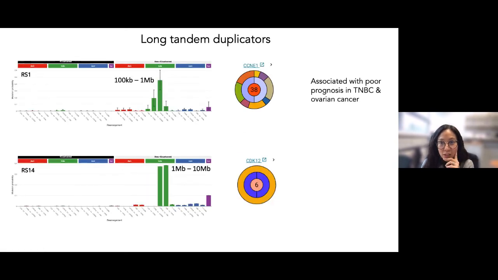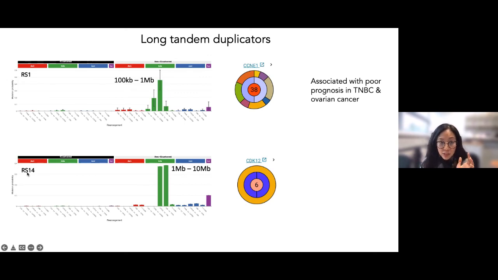Right, so in the interest of time, a couple of other things here. There are long tandem duplicators. This one is a bit more tenuous, and there's still a lot more clinical work and validation work to do, but I'm highlighting them because you will hear about them in cancer research seminars and cancer conferences. So long tandem duplicators, these are rearrangements. I mentioned rearrangement signature 3 in the BRCA deficient tumors where the tandem duplications are short, they're 10 kb or less. But in RS1, they are 100 kb or more.